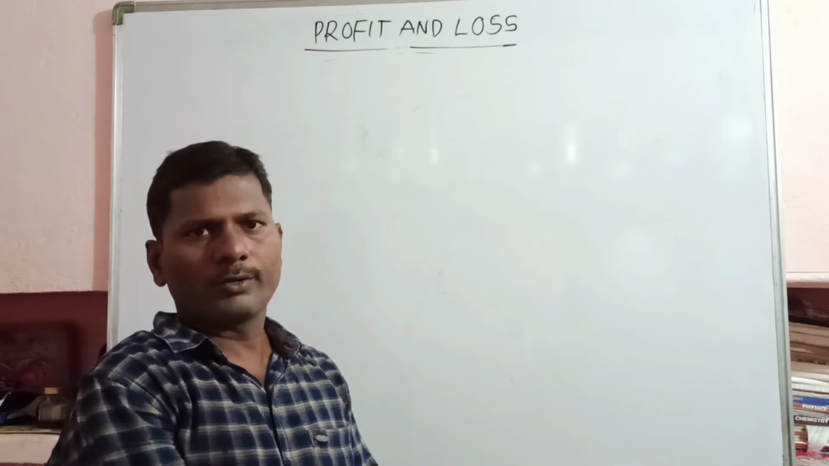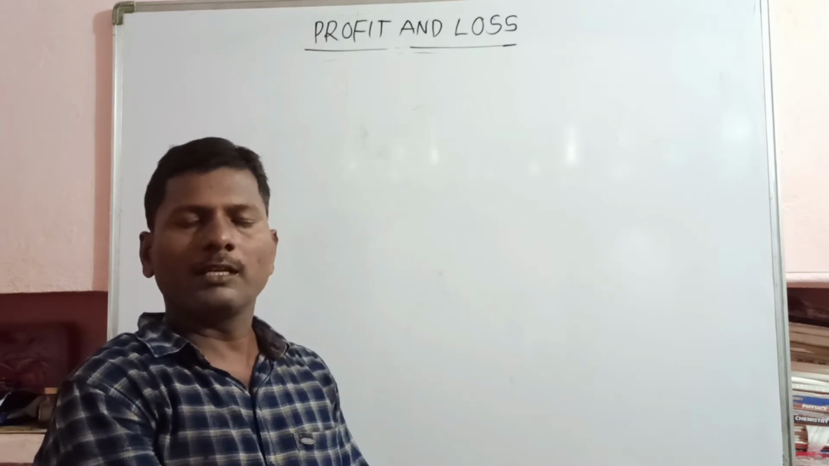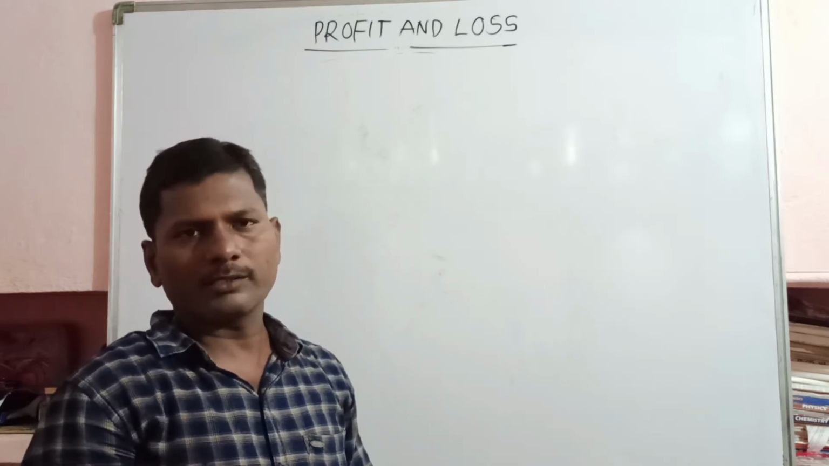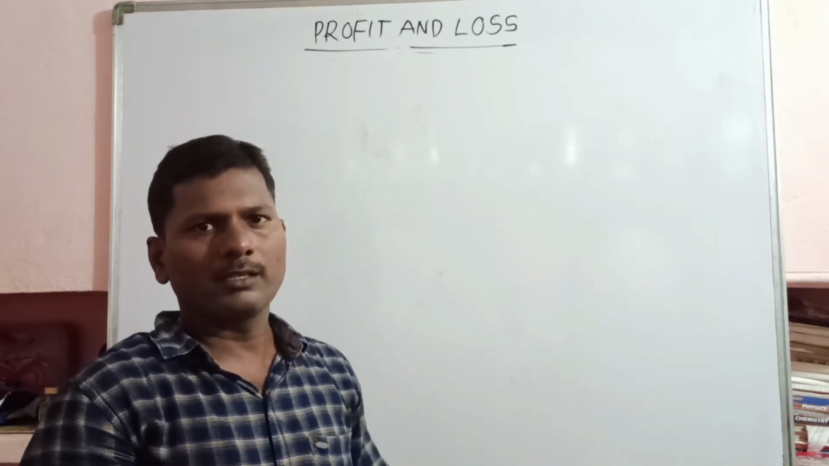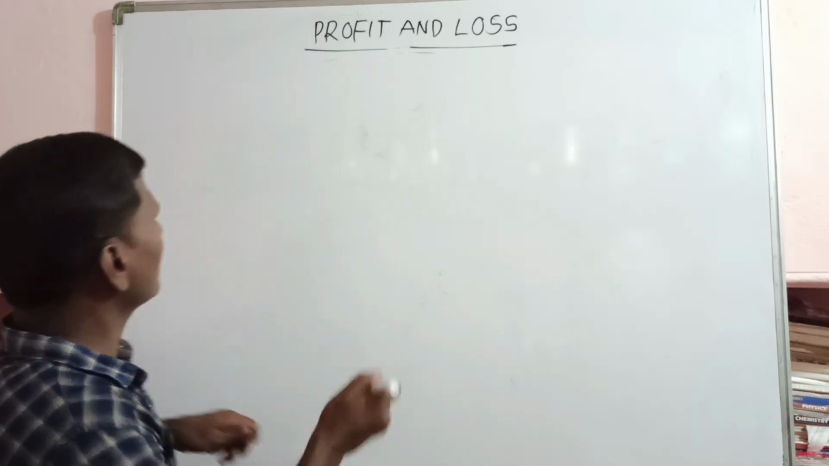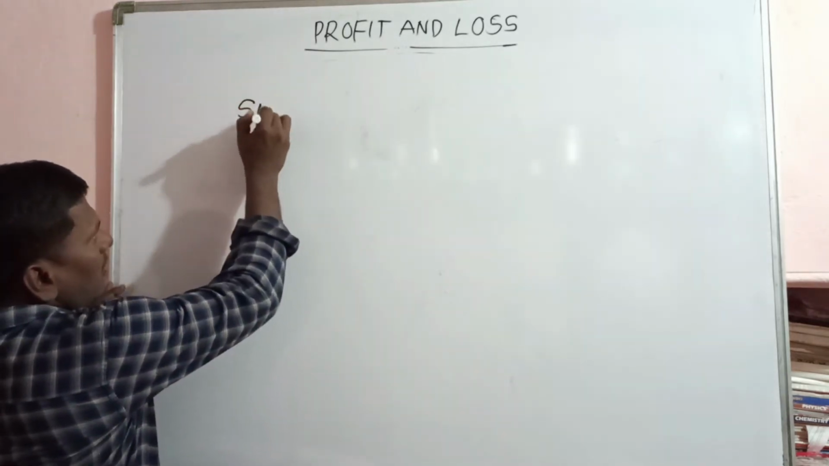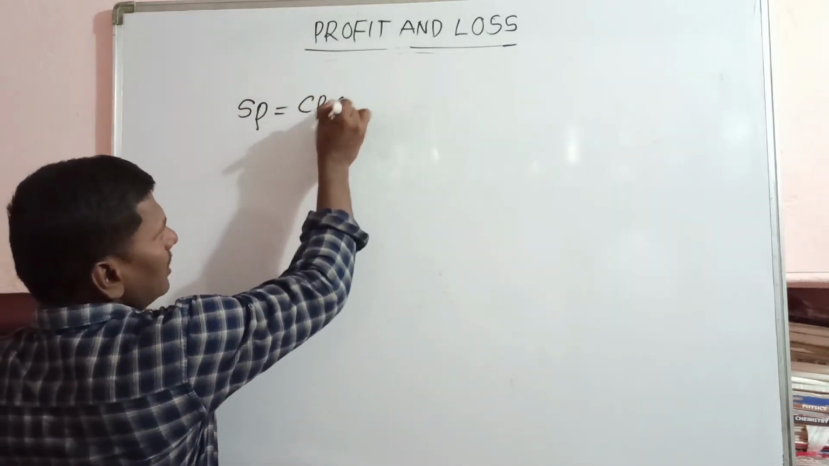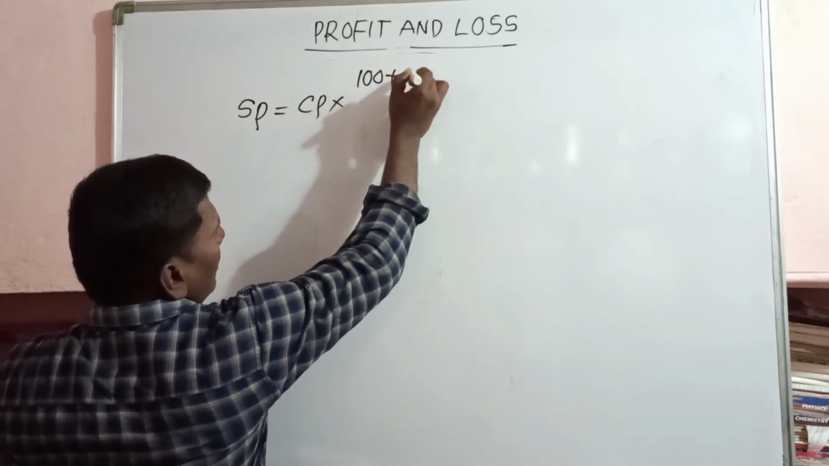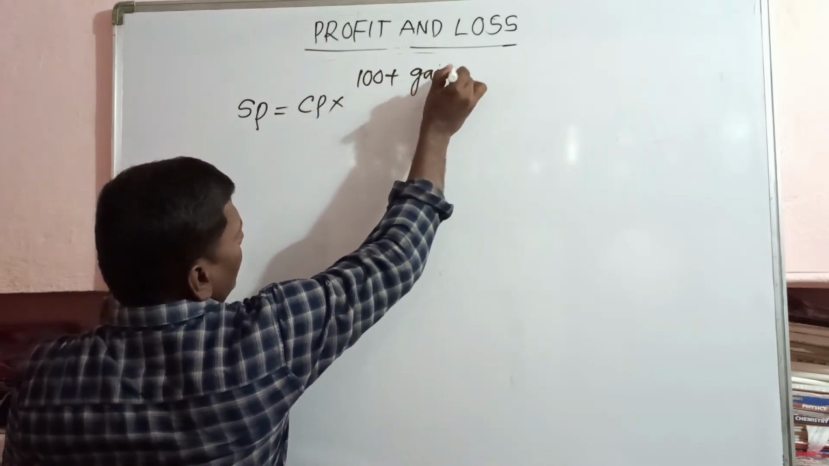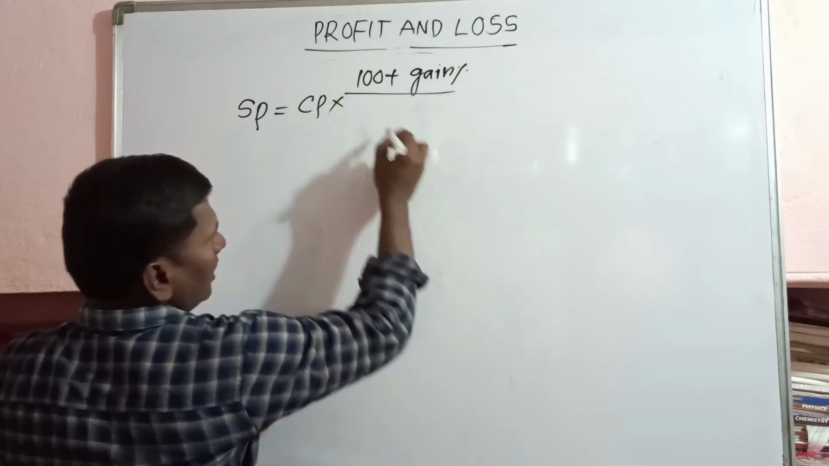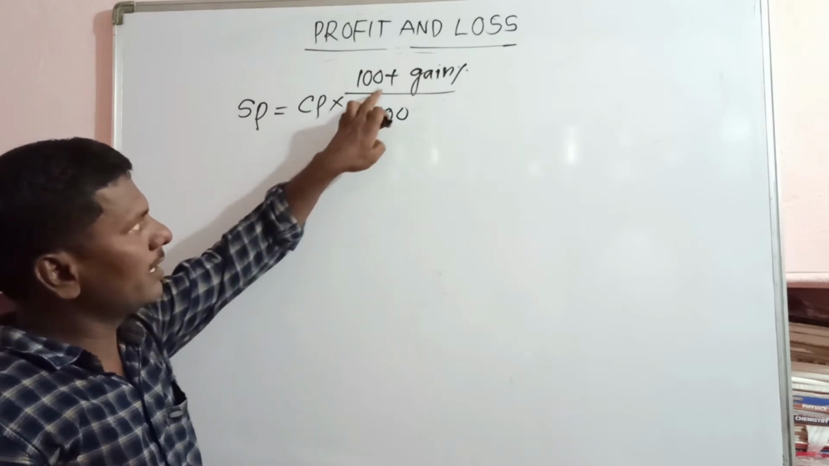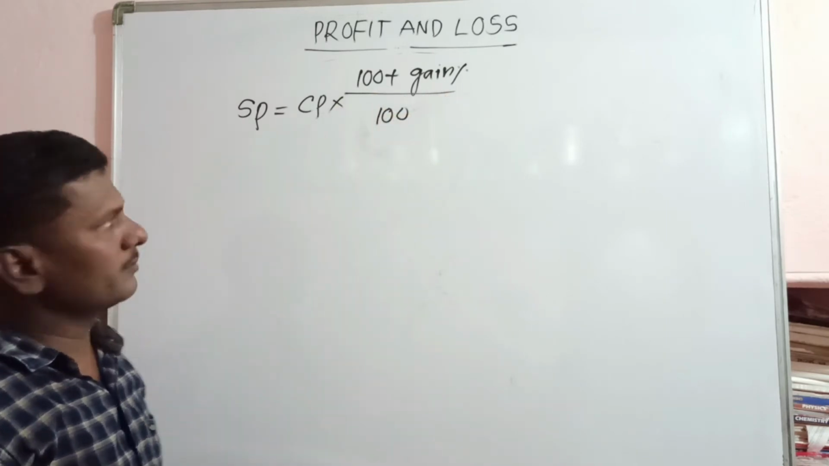We should remember two formulae, that is selling price and cost price, when we are given cost price, loss and profit. Here I am writing formula for selling price. Selling price is equal to cost price into 100 plus percentage of gain or gain percent by 100. Selling price is equal to cost price into 100 plus gain percent by 100.